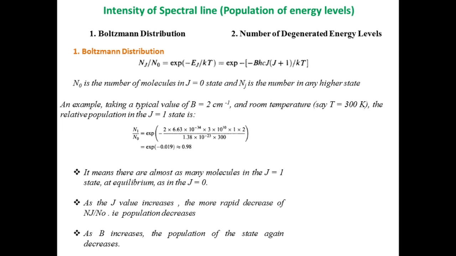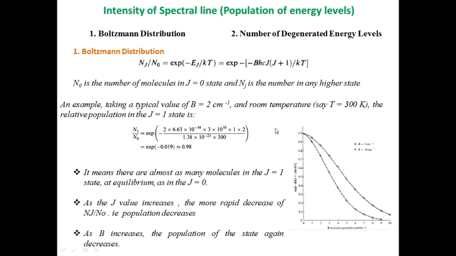As the value of J increases, there is a more rapid decrease of Nj by N0. That is, the population decreases. When the value of J increases, the population of each energy level decreases. Also, we can see from this relation that Nj by N0 is exponentially dependent on B. That means that Nj by N0 decreases when the value of B increases, as given by a graph like this.